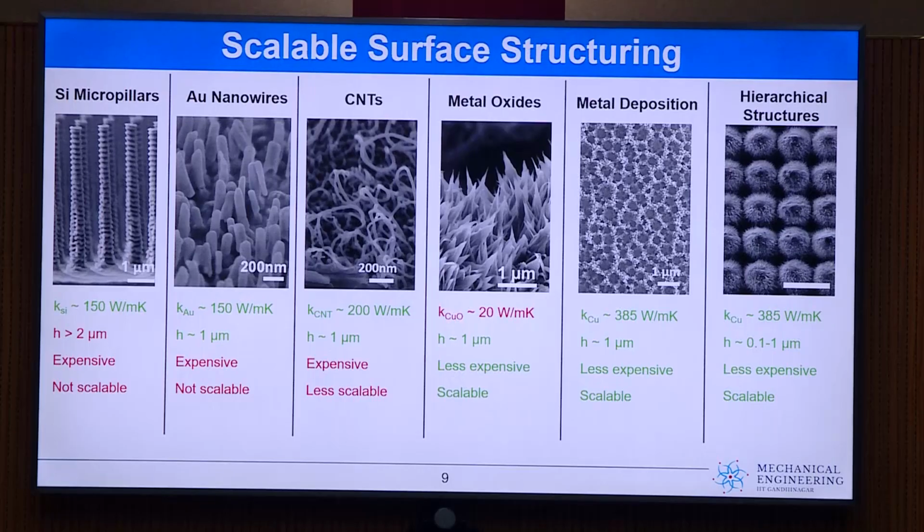We can also have hierarchical structures in which we are mixing different methods. For example, we can have laser texturing along with chemical oxidation, and we can have very definite structured or textured surfaces, which are the hierarchical surfaces.